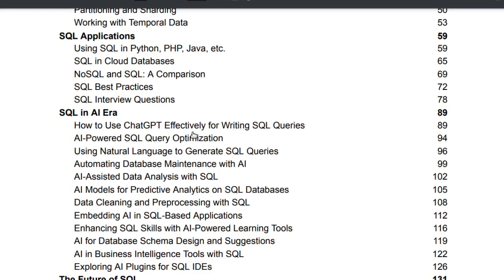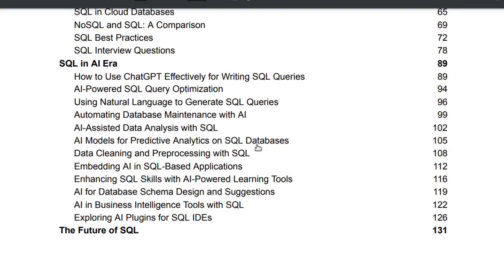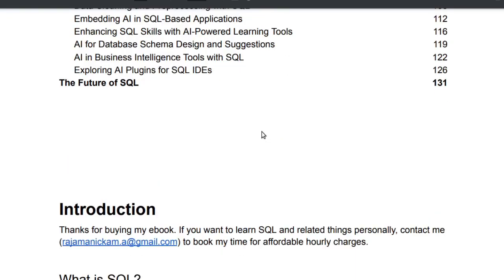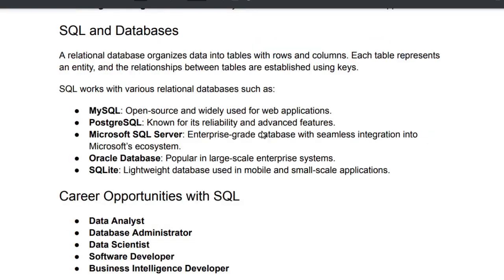The key about this book is I included a lot of topics related to AI: how to use ChatGPT effectively for writing SQL queries, and a lot of other AI related topics. As you know, in the coming days, AI will be playing a very important role. You might know the role of AI in our daily lives across various applications, especially in SQL related things. So I thought of including a lot of topics related to AI. You can go through that. This is the overall structure of this book, so you can go through that.